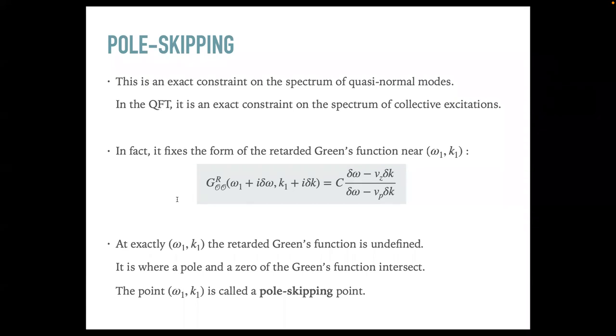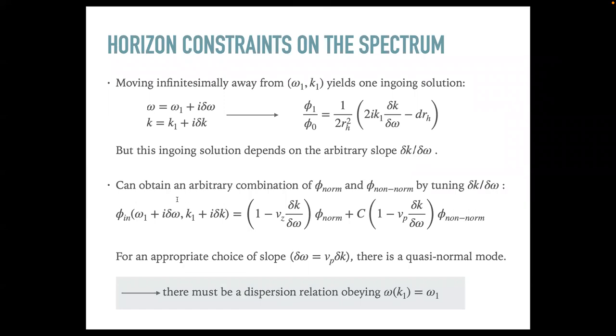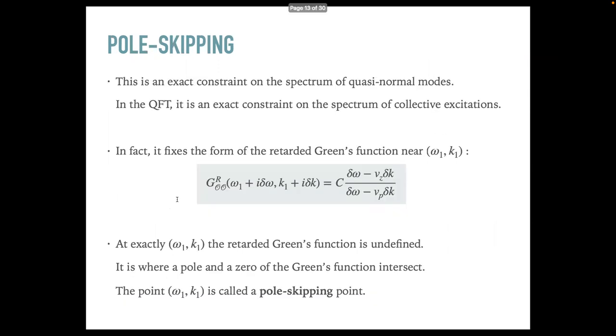Now, in the QFT language, we can be a bit more specific than this. So if we go back to this general form of what the ingoing solution looks like near this special point in Fourier space, to extract the Green's function in the dual quantum field theory, what I'm going to do is take the ratio of the coefficient of the normalizable modes to the non-normalizable modes. If I do that, I find that near this special point in Fourier space, my retarded Green's function has to have this characteristic form. Here C, Vz, and Vp are just constants that depend on details of the near horizon of the black hole. But the functional form in terms of frequency and wave number has to look like this.